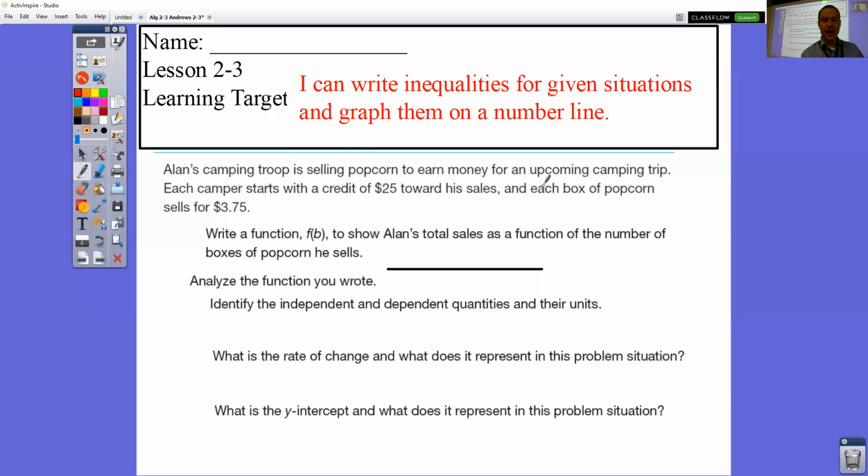This is the lesson for Algebra 2-3. What we're doing today is writing inequalities for given situations and graphing them on a number line. So Alan's camping troop is selling popcorn to earn money for an upcoming camping trip.